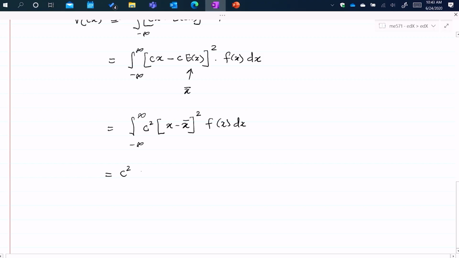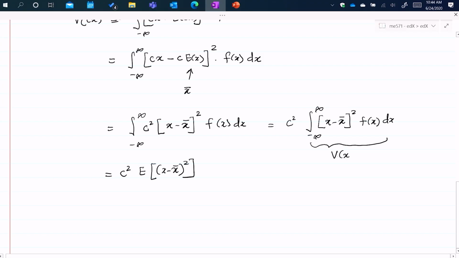And this is nothing but c squared times the expected value of (x minus x bar) whole squared. This is what I recognize this quantity to be. One intermediate step that might be helpful is I can write this as c squared times the integral from minus infinity to plus infinity of (x minus x bar) whole squared f of x dx, and I recognize this to be the expected value of (x minus x bar) whole squared. Remember, the expected value of any quantity is the quantity times the PDF dx. And this, in turn, I recognize to be c squared times the variance of x.